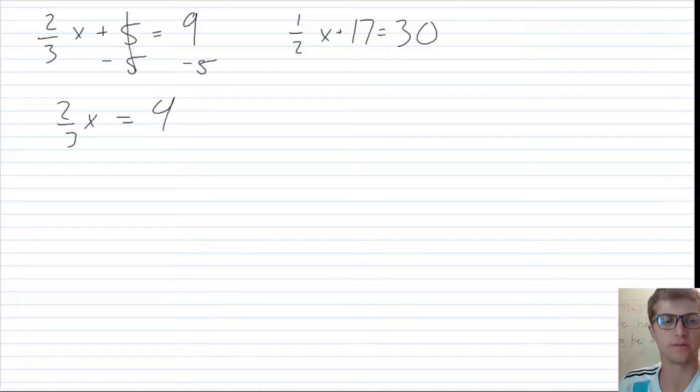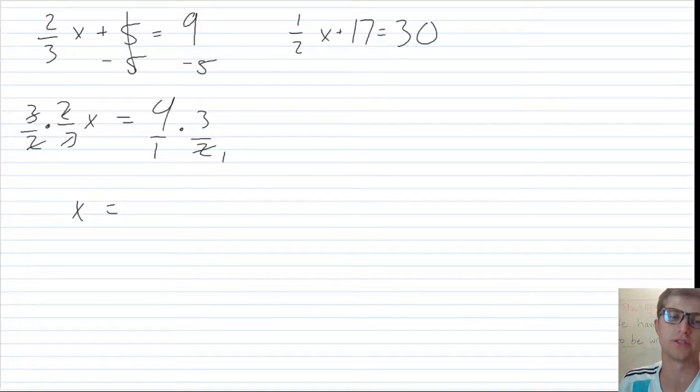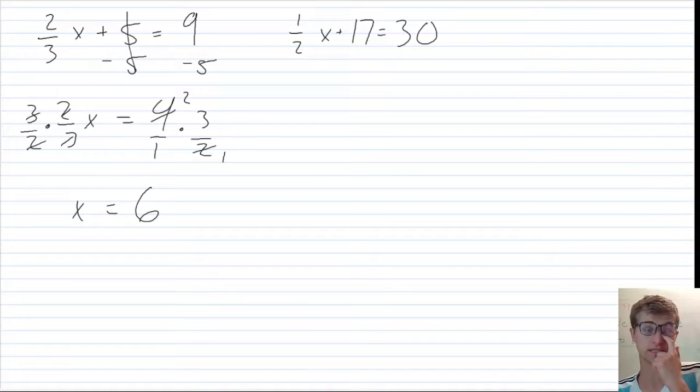What's happening to x? It's being multiplied by 2 over 3. What's the opposite of multiplying by 2 over 3? Multiplying by the reciprocal, 3 over 2. What we do to one side, we'll do to the other. Cancel, cancel, cancel, cancel. We're left with x. And then over here, 2 goes into 2 once, 2 goes into 4 twice. 2 times 3 is 6. So either way, they both come out to x equals 6.